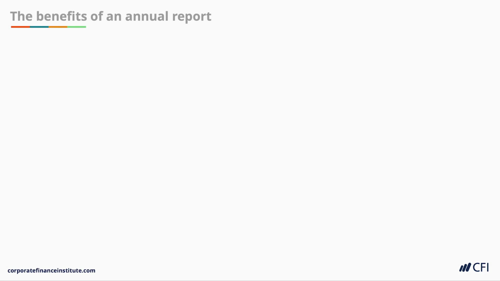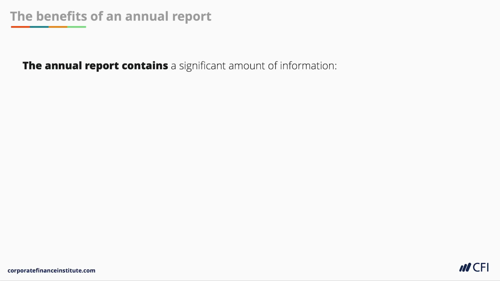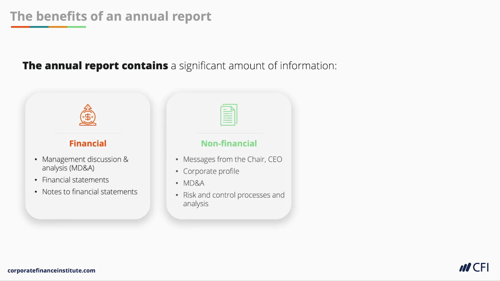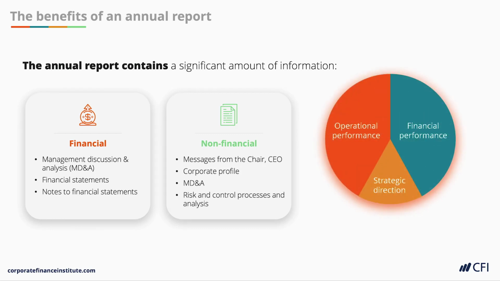Publicly traded companies and many other organizations publish an annual report at the end of their fiscal year. The annual report contains a large amount of significant financial and non-financial information. It's an important document for investors and creditors to learn more about the company's performance. It's also an opportunity for a company to not only report out on its operational and financial performance, but also to provide some insight into its strategic direction.